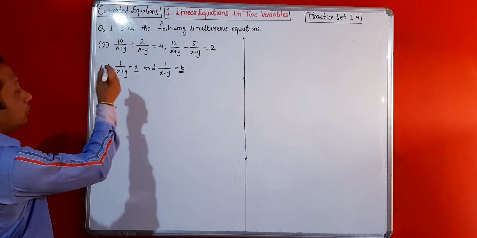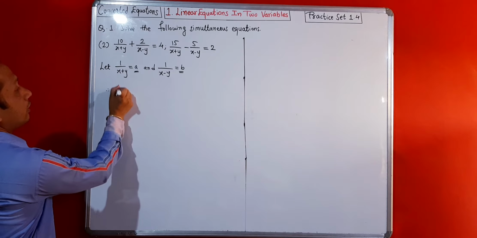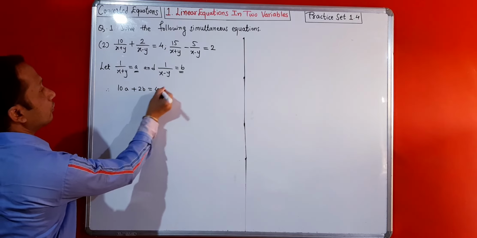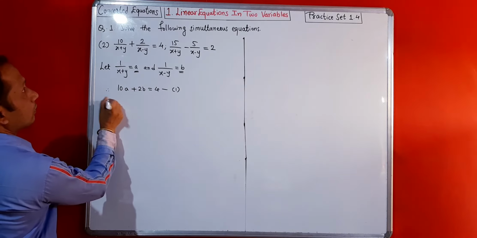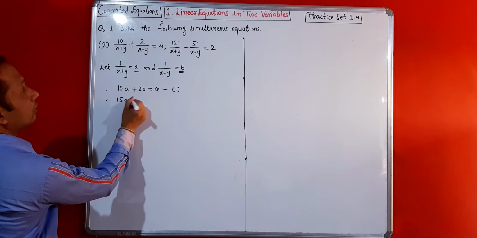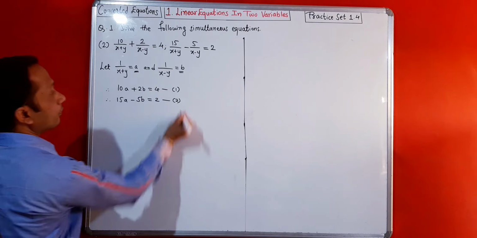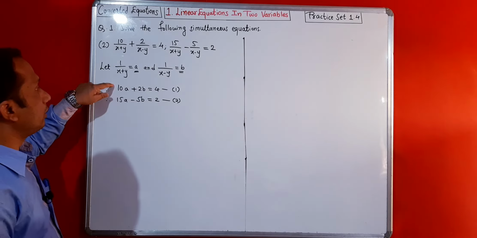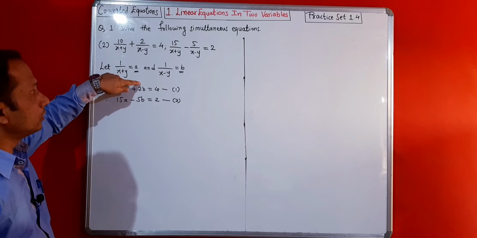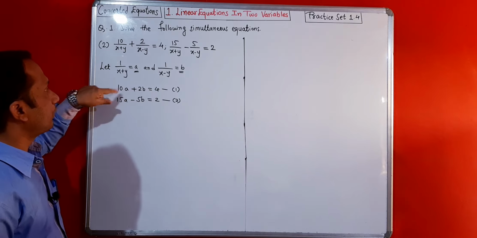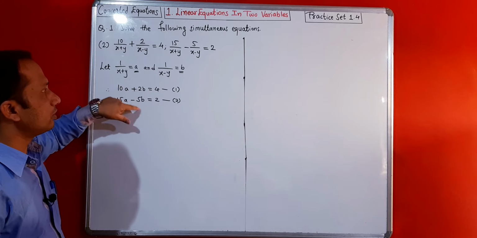So now, therefore, 10a plus 2b is equal to 4. This is equation 1. Therefore, 15a minus 5b is equal to 2. This is equation number 2. Now see that there is 10a here and 15a here, 2b here and minus 5b. The 4 and 2 are very big in size, so we'll make these two factors similar.